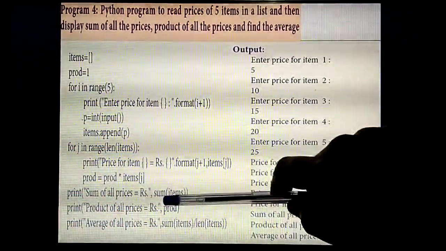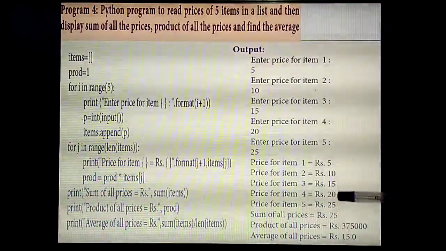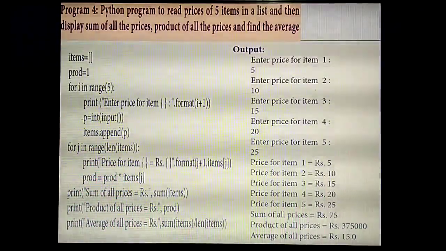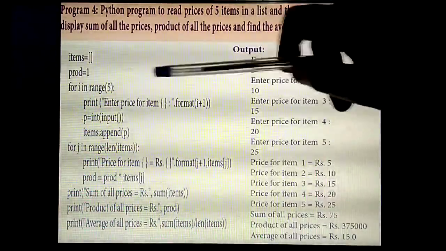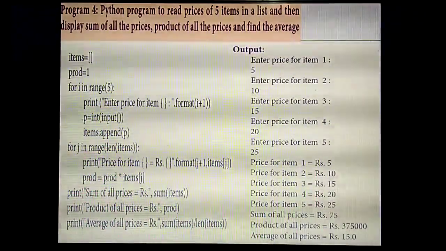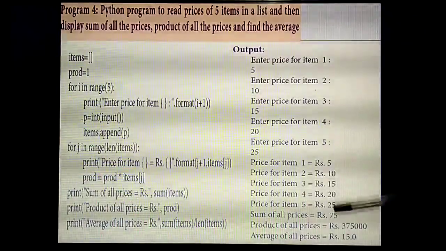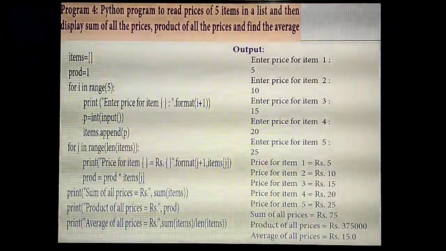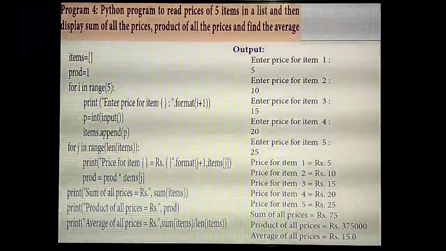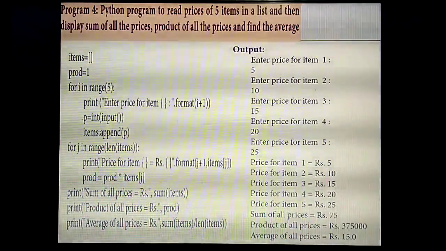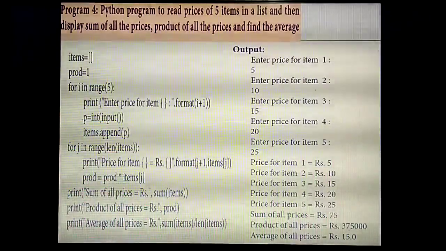Next, sum of prices. Adding all the values, you will get the result 75. Next, product of all prices. The value is product into items, so all the elements you need to multiply. Average: the total value divided by 5. Understand? Understand the program? It is somewhat tough only. Please understand and study. Okay. These are all very, very important programs.